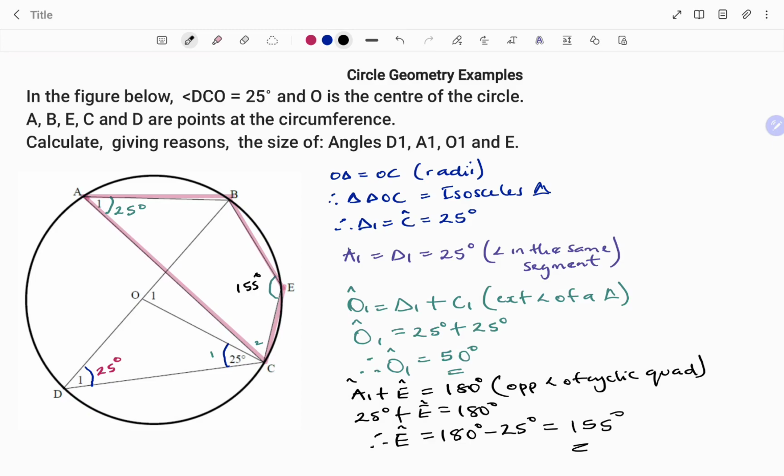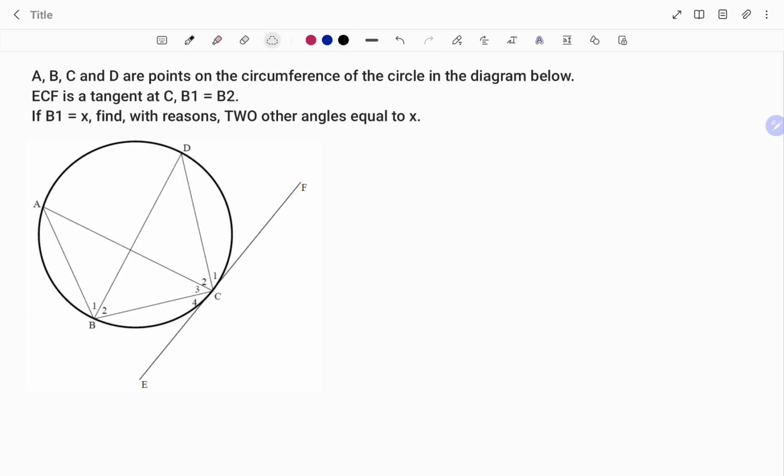In my last example, I have A, B, C, D are points on the circumference of the circle in the diagram below. ECF is a tangent at C. B1 is equal to B2. I'm going to tag that quickly. Angle B1 is equal to angle B2. If B1 is equal to X, I can replace that with X. As stated, B1 is X. Therefore, because it's equal to B2 as given, this is also X. Find, with reasons, two other angles equal to X.